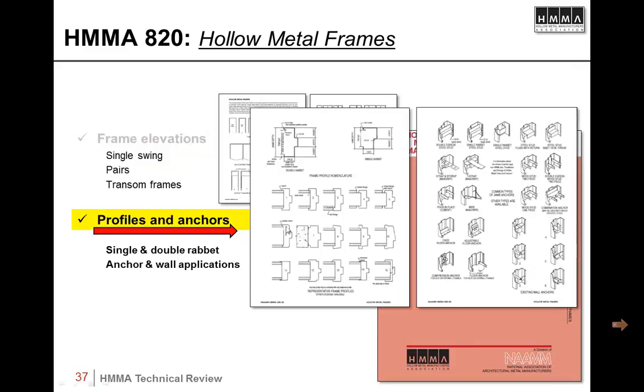This document also gets into the various frame configurations, from the typical double rabbet or the single rabbet, and then into a lot of your custom profiles, which are out there, but they're not very prevalent. Also, there is a good evaluation and description of the different anchors that are available from the manufacturers to match the different wall constructions.